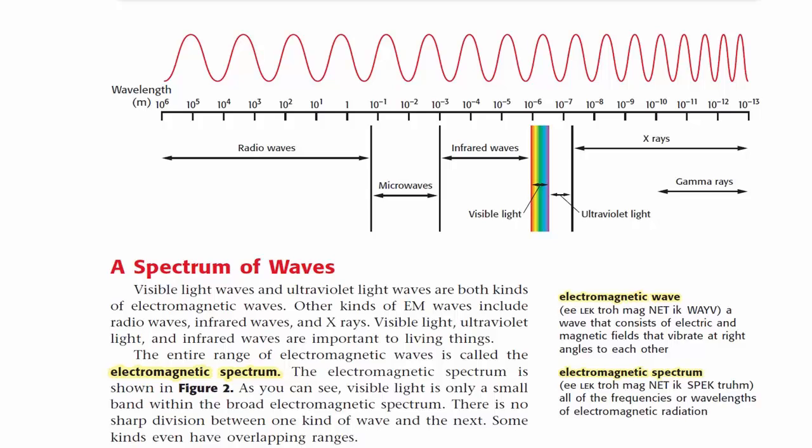The electromagnetic spectrum is shown in Figure 2. As you can see, visible light is only a small band within the broad electromagnetic spectrum. There is no sharp division between one kind of wave and the next. Some kinds even have overlapping ranges.